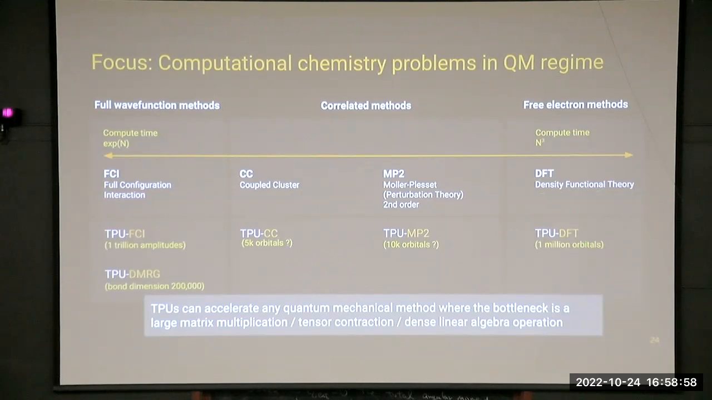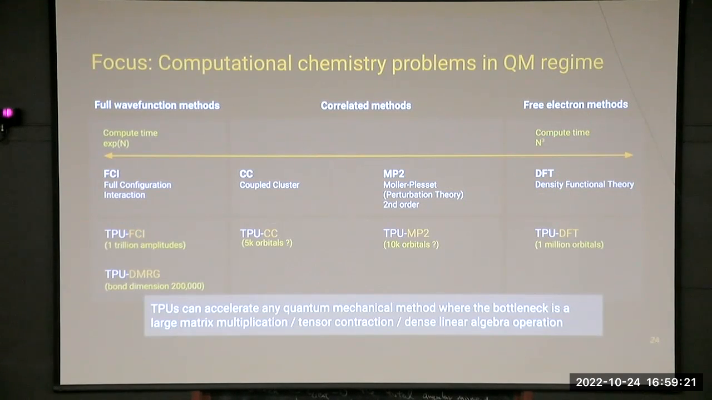From density functional theory, where the cost scales as the third power of the number of orbitals, all the way to exponential in the number of orbitals. The idea is there is a hierarchy of methods that will give you more and more accuracy, but that are more and more expensive in quantum chemistry.